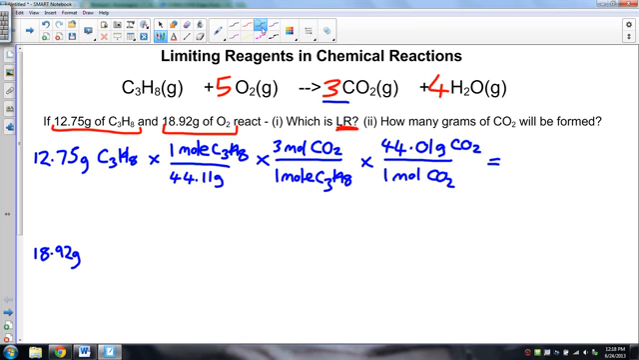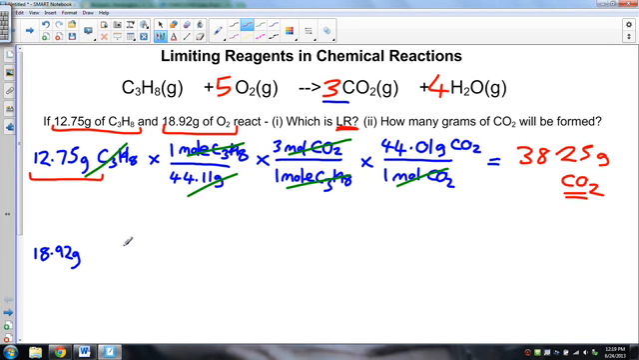And then I'm going to make sure that everything that I want to cancel is cancelled. I got grams of propane gone, grams of propane gone. Moles of propane gone, moles of propane gone, moles of CO2 gone, moles of CO2 gone. Meaning my answer is going to be 38.25 grams of CO2. In other words, that's how much CO2 I would form from 12.75 grams of propane.